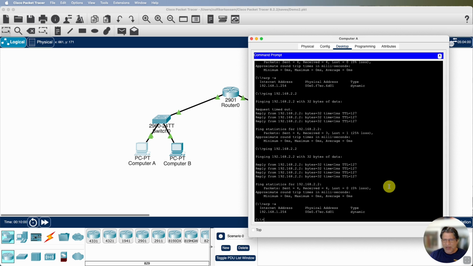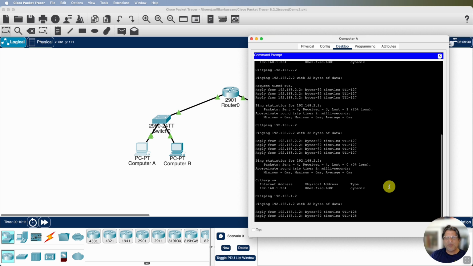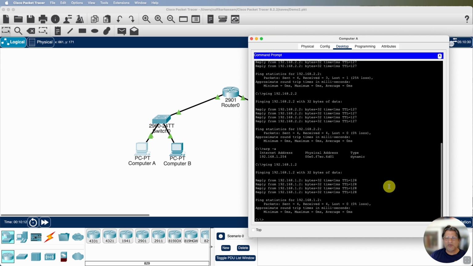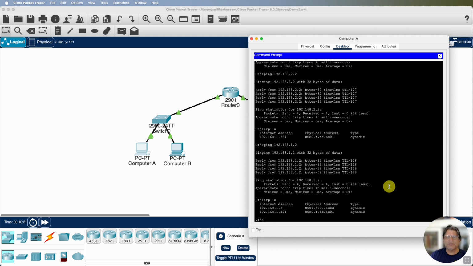Okay. Now that we have done this, let's do, on the other hand, a ping to a computer in its own network, which is 1.2, which is computer B. If we ping here, we're getting a reply right away, because now this is on the same side of the network, so it responds right away. 1.2 responds right away.